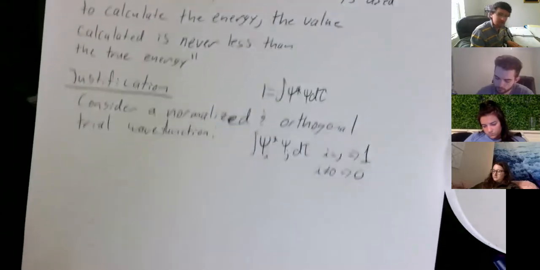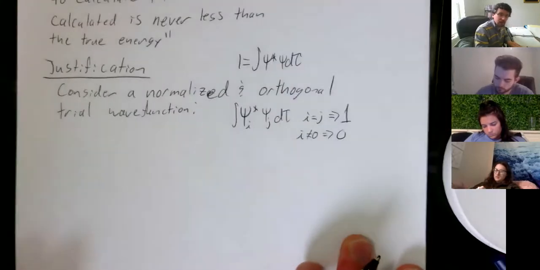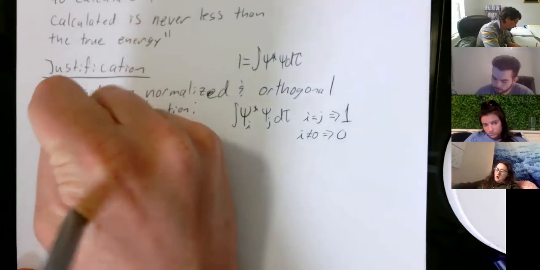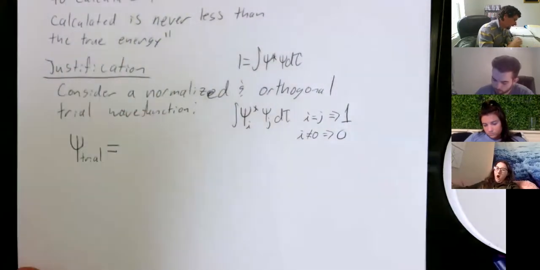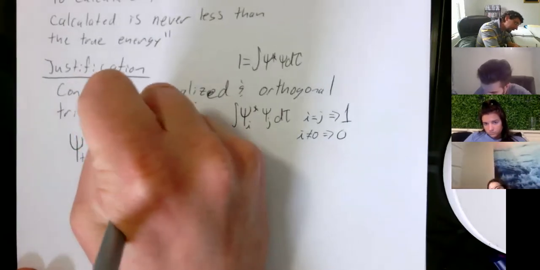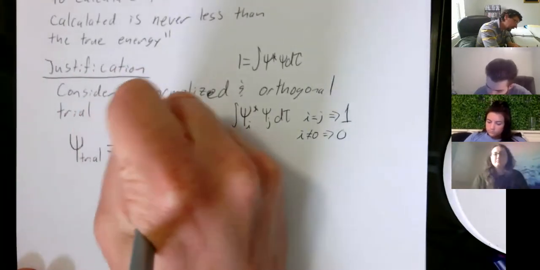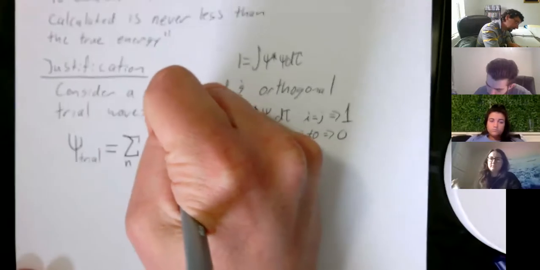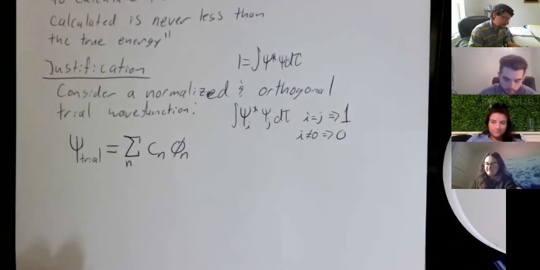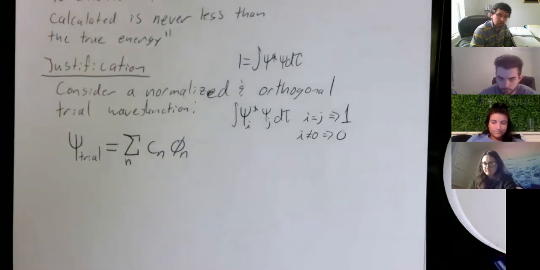Okay. So what we're going to say is we have a wave function. We'll put psi trial, and it's going to be comprised of a bunch of basis functions. We've got a summation over n, C of n, phi of n, where phi is our basis function and C is the contribution that it makes to the wave function.